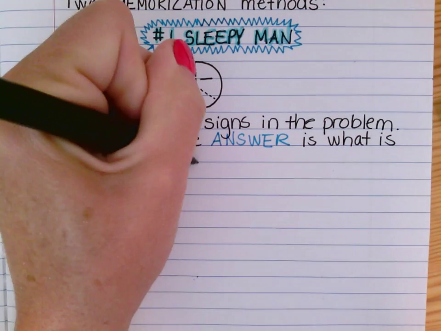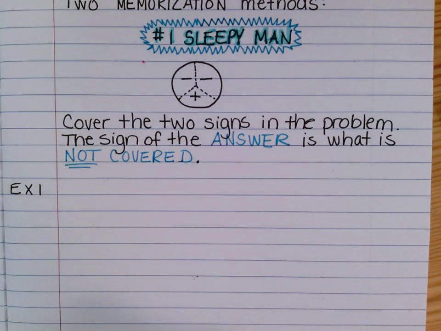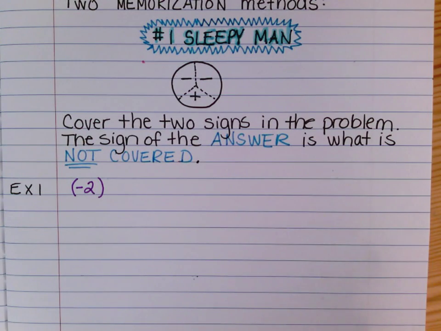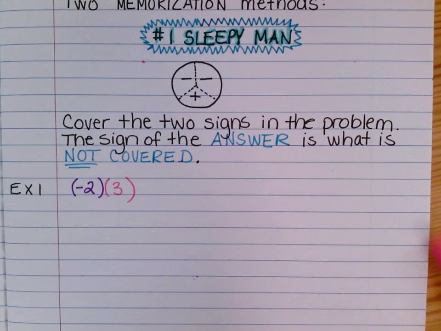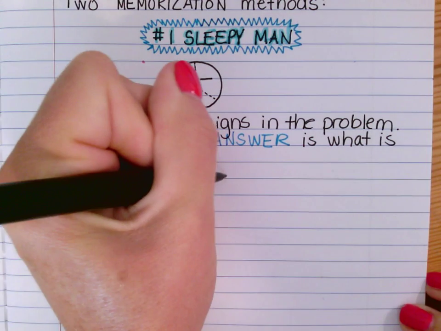Okay, so let's do a couple examples. So example 1, we need 2 colors here. Let's say we've got -2 times 3. Okay, so using Sleepy Man, let's draw an arrow here. Let's draw a tiny little Sleepy Man.